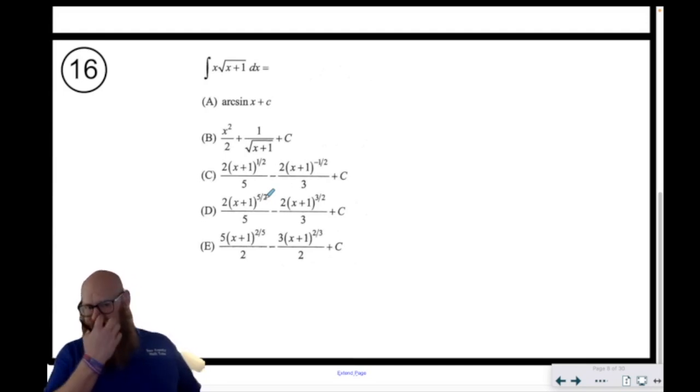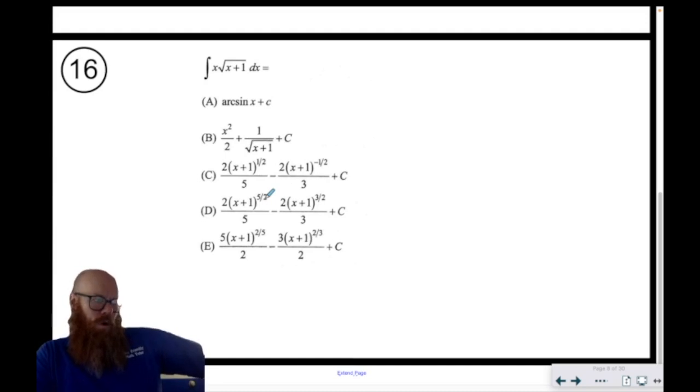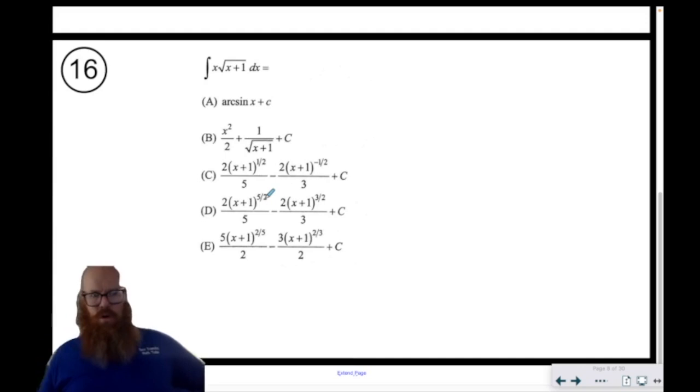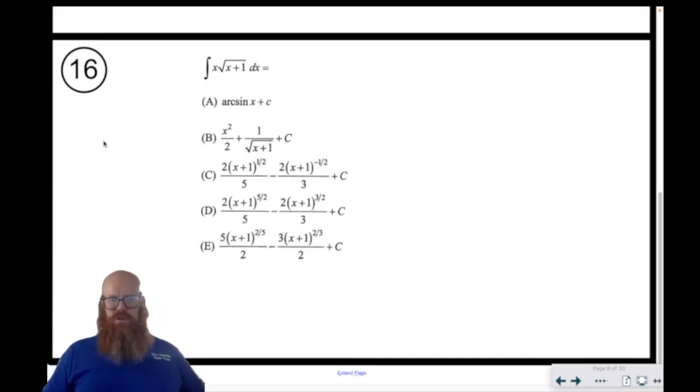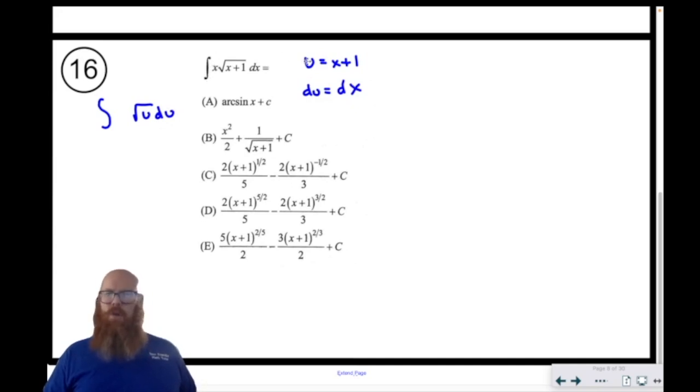Okay, 16. We're looking at the integral of this. So we're going to do a u substitution. I'm going to make u = x + 1, which makes du = dx. All right, so then I go over here, and I'm going to leave that x alone for a second. I'm going to have root u and then du. So that leftover x is a problem, but I go back to here and x is really u minus 1.